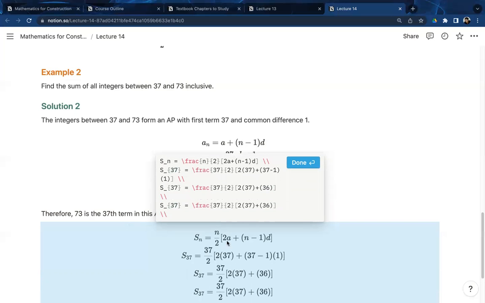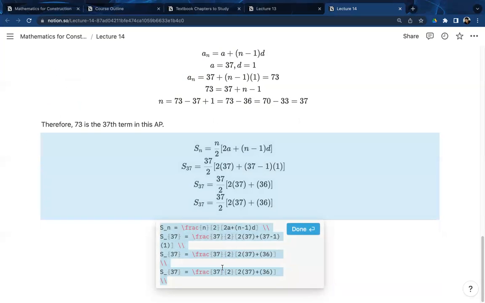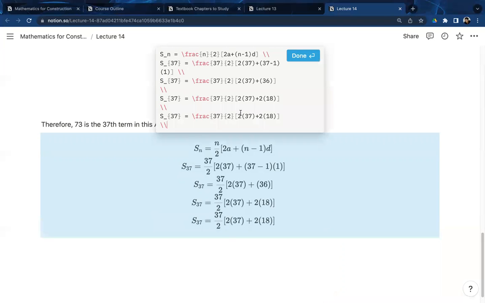Let's try and simplify this with some algebra here, right? Isn't 36 2 times 18? Right? So 2 times 18 is 36. So therefore, this 2 in brackets inside here cancels with this 2 here. So this is 37.